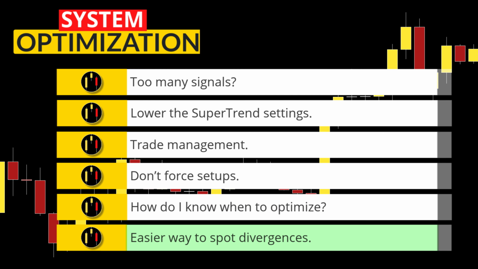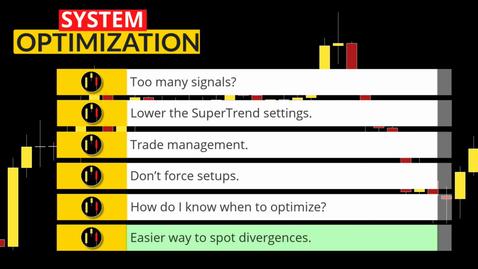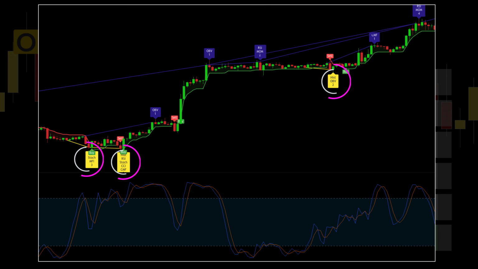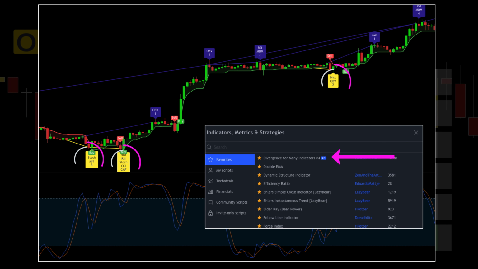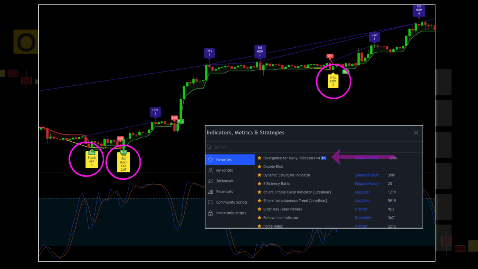Sometimes, and especially on a stochastics-based indicator, it is hard to spot divergences. Instead, you can use a study like Divergence for Many Indicators, which I have previously tested, that can spot them for you.